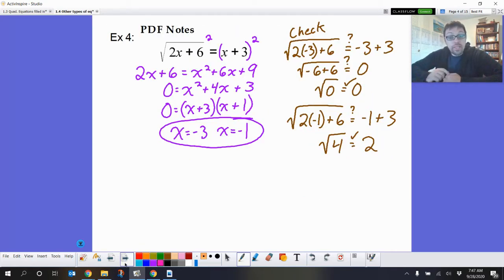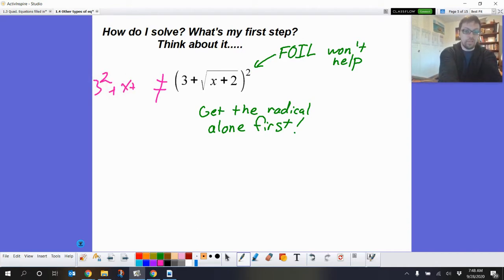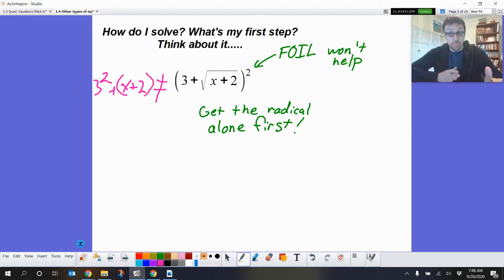If you want to see another example, here's one from the PDF notes. Now, one thing to be careful of is you need to try to get this square root by itself first. If we just square right away, we're not allowed to. So I need you to note that this is not the same as 3 squared plus x plus 2. That will not work. That is not true. Put a big note in your notes that that is not true. That is what you need to FOIL.